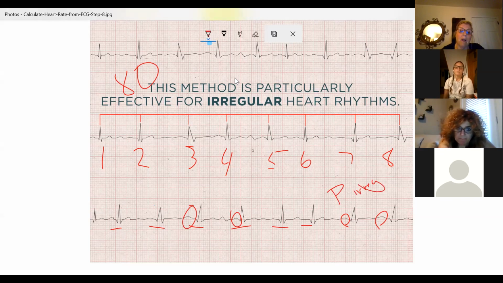Honestly, can you describe the morphology of that? Not really. Is there one-to-one? Sort of. So, okay, then we're going to move on. What's our next thing? Our PR interval. Can you actually measure that?